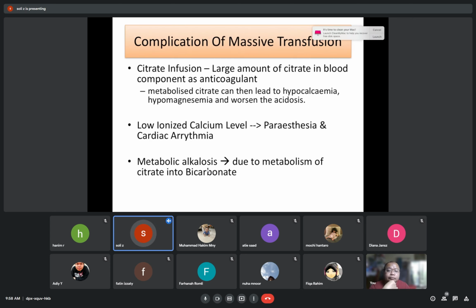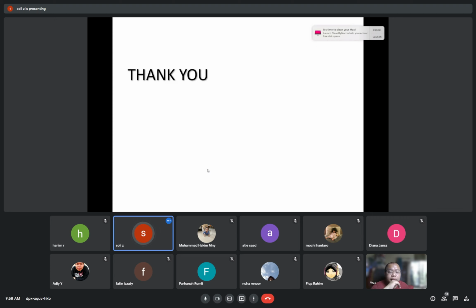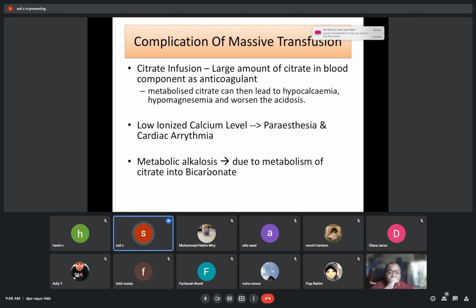Alright, tapi bila kita massively transfuse, ada complication jugalah. So since ada banyak amount of citrate dalam blood product as anticoagulant, ia akan lead to hypocalcemia, hypomagnesemia and worsening yang acidosis dia lah. Sebab dalam blood product tu ada banyak citrate. Then can lead to hypocalcemia, which can lead to cardiac arrhythmia or paresthesia lah. Then can also lead to metabolic alkalosis as well for after massive transfusion. So that's it for my presentation.